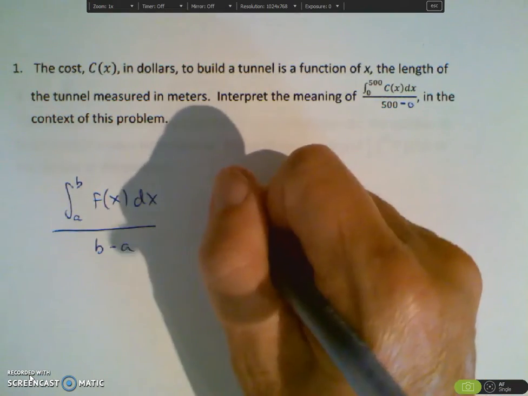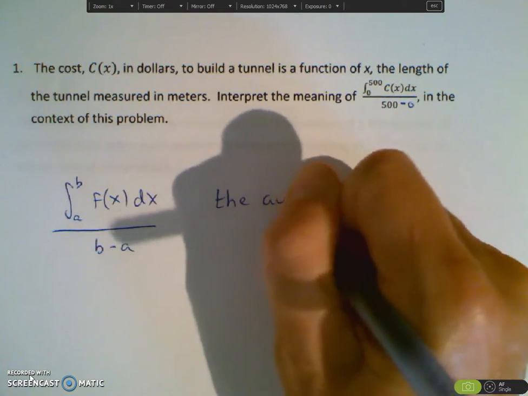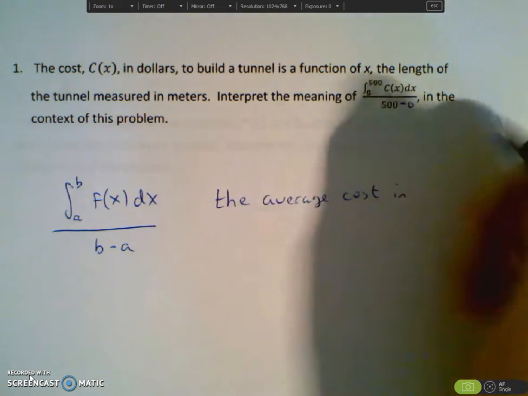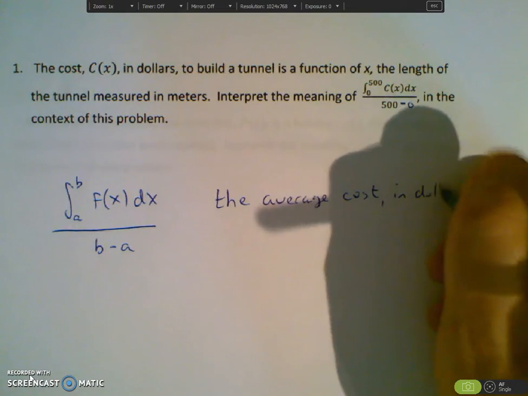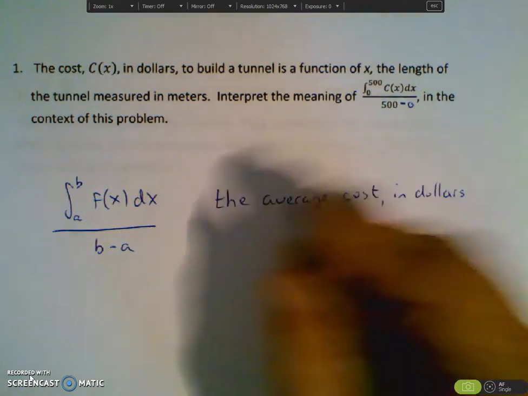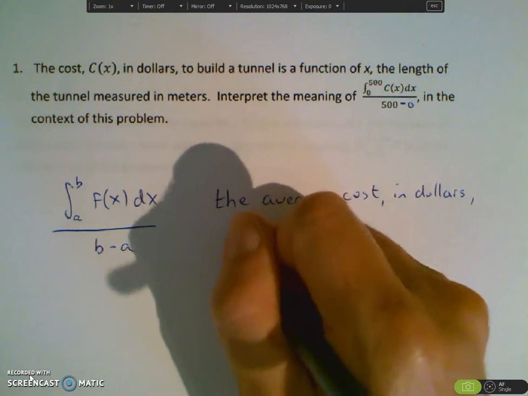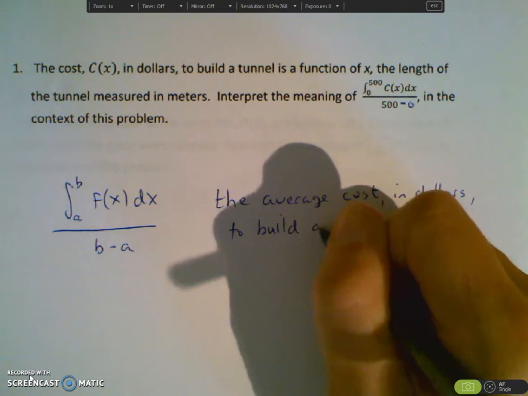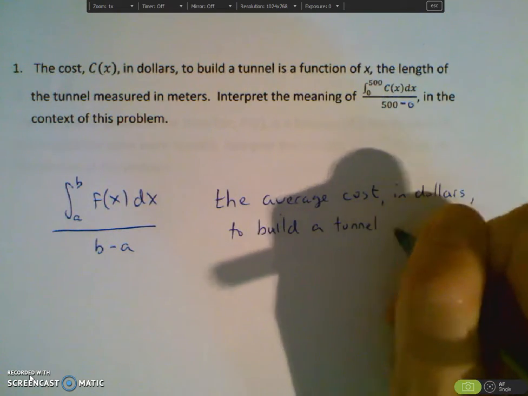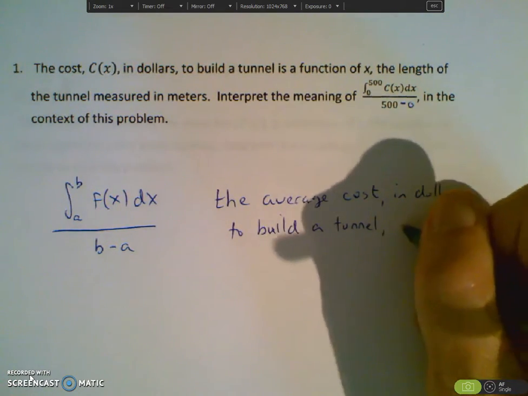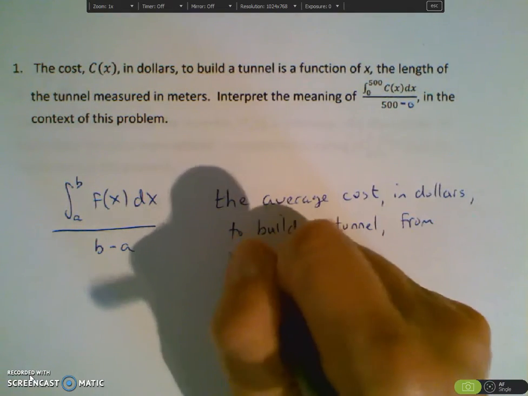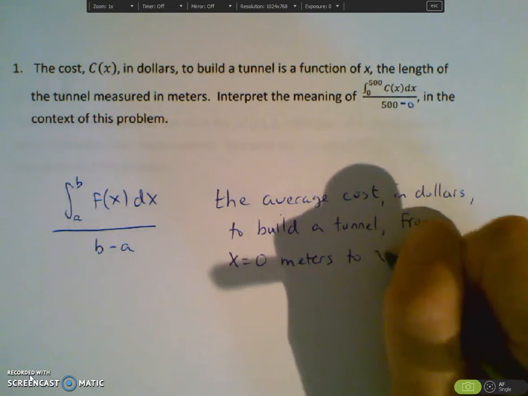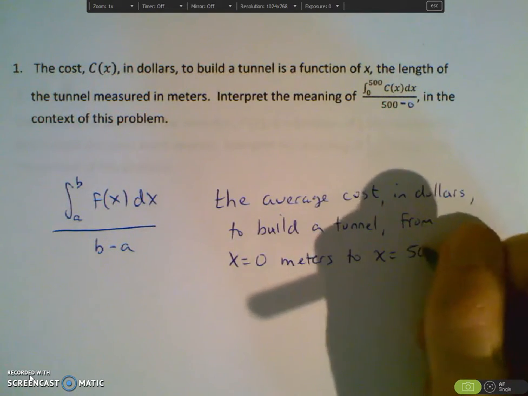I recognize that this definite integral has the same form as the average value integral. And so I know it represents the average cost in dollars to build a tunnel from x equals 0 meters to x equals 500 meters.